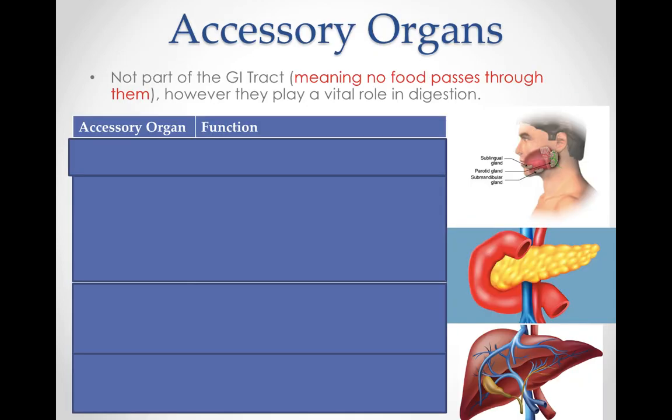Okay, so that was our GI tract. So those were all the organs that the food is actually passing through. We also have something called accessory organs. And these are organs that are not part of the GI tract, meaning that no food is passing through them. However, they do play a vital role in digestion. So without them, we would not be able to digest our food properly.